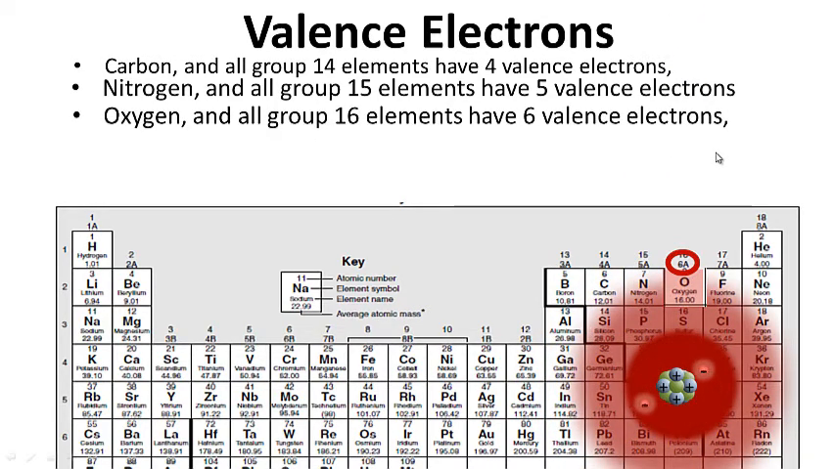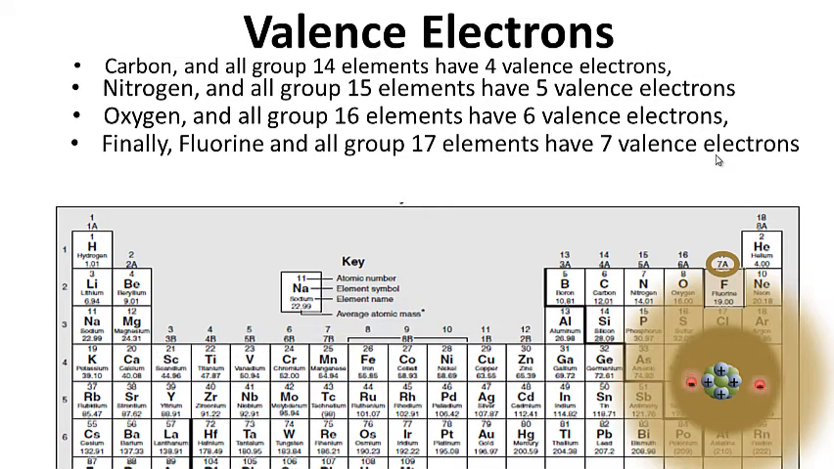And oxygen and all group 16 elements have, you may have guessed by now, 6 valence electrons in its outer shell. Okay, and finally here, fluorine and all group 17 elements, fluorine, chlorine, bromine, have 7 valence electrons in its outer shell. Okay, so those are the valence electrons.